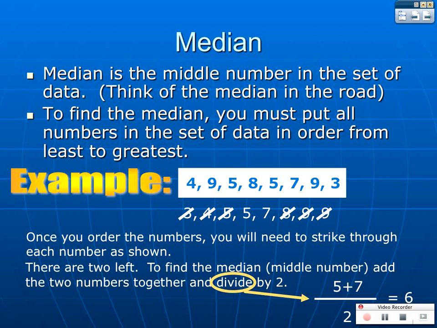Okay, mode. Mode is a number which occurs the most. Order your data from least to greatest. So my assumption in this case is I keep seeing that repeated constantly.